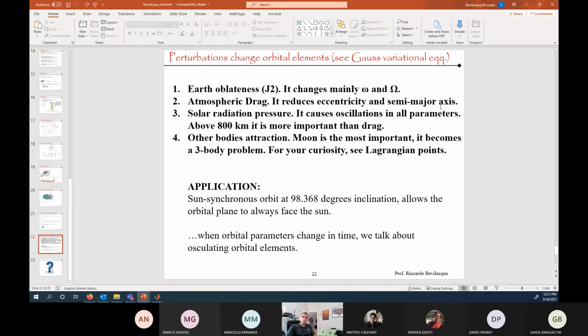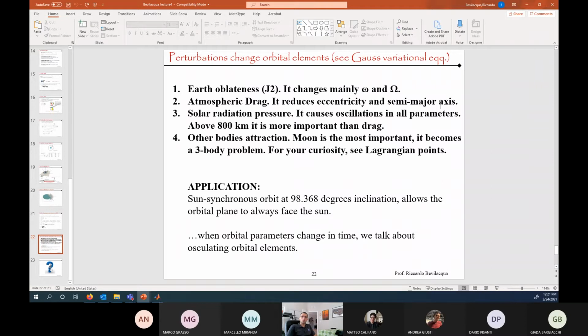Above 800 kilometers or so, it becomes less important, and the solar radiation pressure becomes more important. If you have reflective surfaces on your satellite, eventually the force that is coming from the photons reflecting on the surface can have an effect on your orbit. And then, of course, the three-body problem.